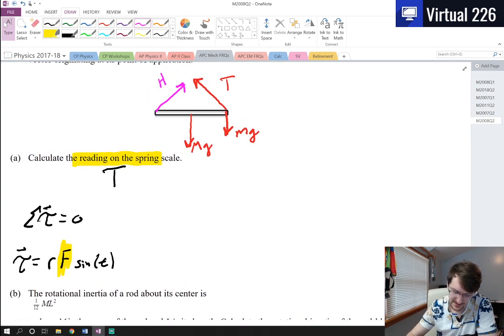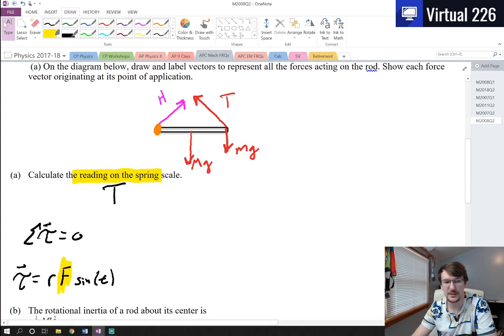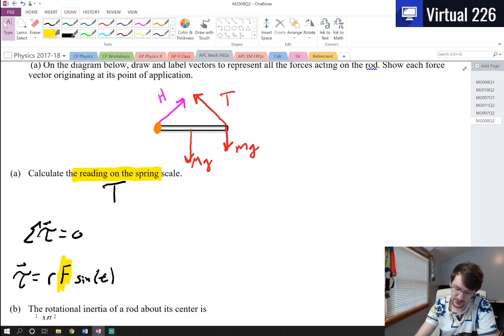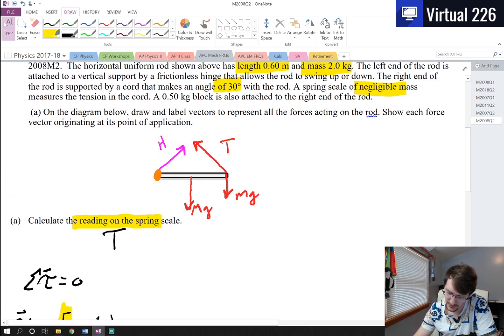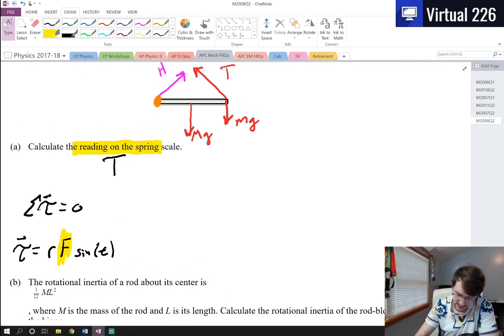In this case, we need to pick a pivot point. The pivot point we're going to pick here, we can pick anywhere, but we're going to pick the hinge. What that does is it will actually eliminate one of our torques. So we no longer have to really worry about the hinge, because the hinge is at that position there. So we don't have to worry about it at all.